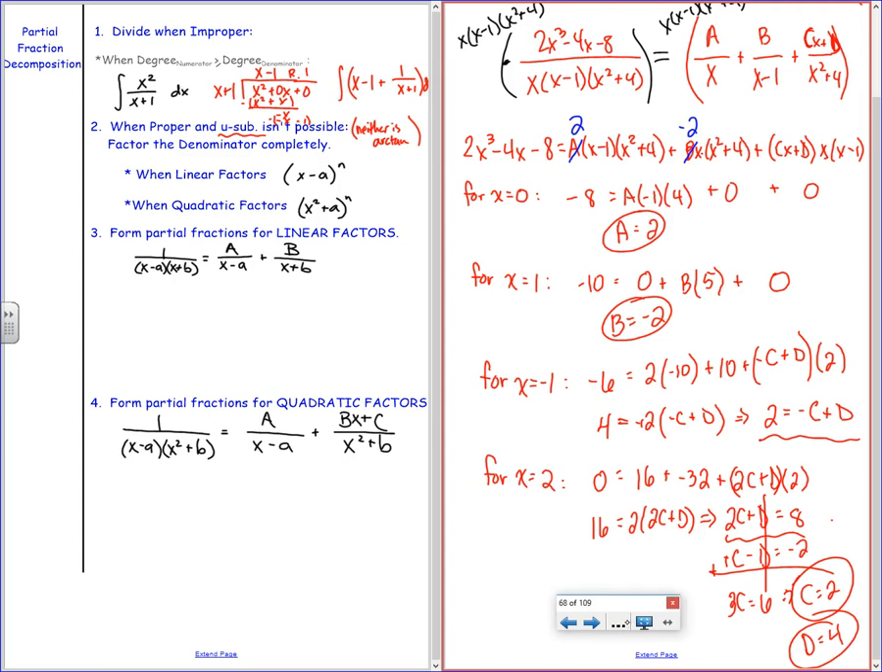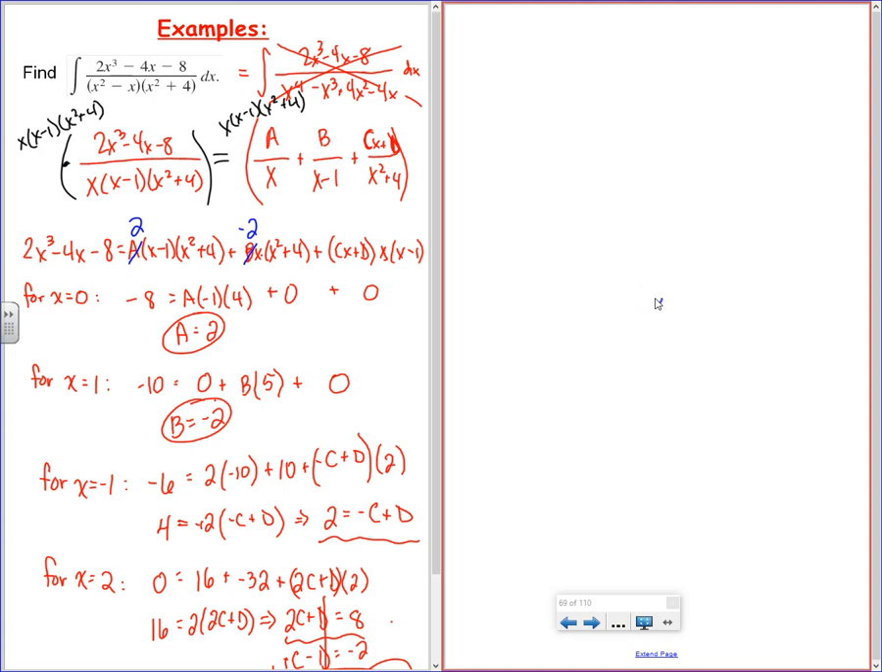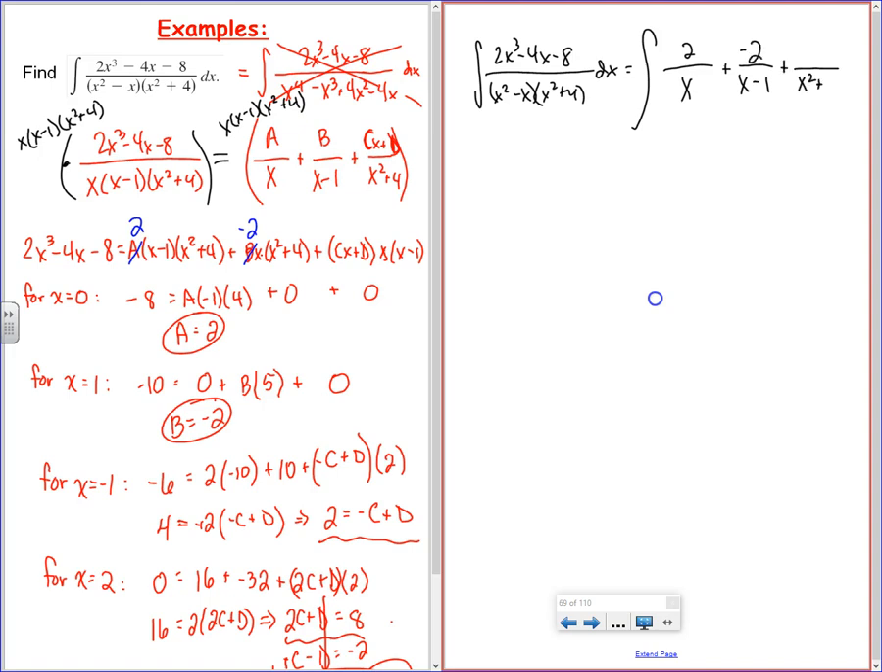So once we have this, do you guys have the numbers down? You'll keep me honest? I can say the integral of 2x cubed minus 4x minus 8 all over x squared minus x times x squared plus 4 dx is equal to the integral of what over x? 2. Plus what over x minus 1? Negative 2. Plus what over x squared plus 4? 2x plus 4.